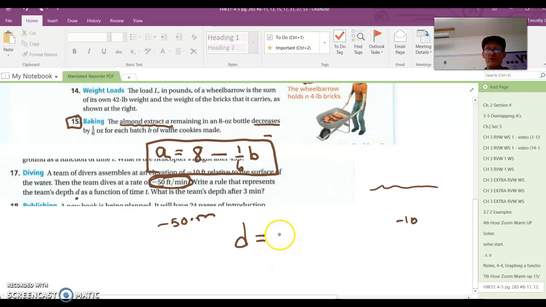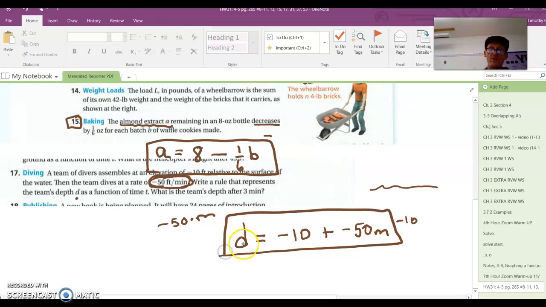Well, if we know they started off at -10, we can put -10 plus -50 times the number of minutes. So that's the rule. The depth of the divers is equal to -10, where they start, plus -50 times the number of minutes. So every minute we multiply by -50.